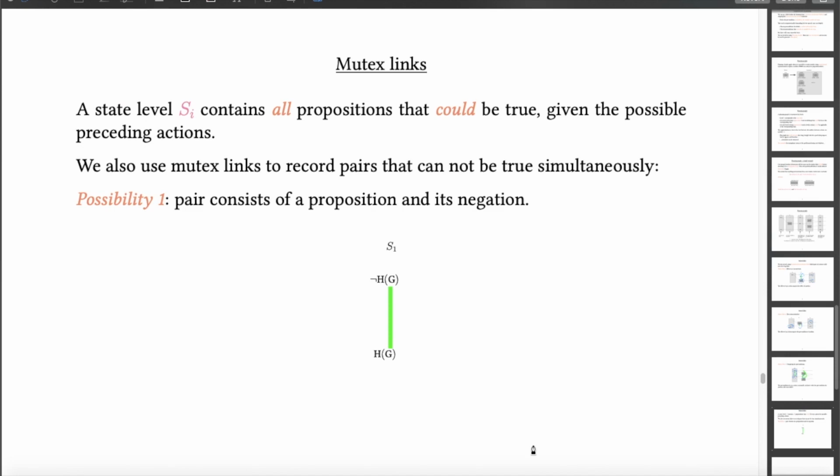The fourth kind of mutex, and now we're moving on to mutual exclusion between propositions in state levels, just denotes the fact that you can't have a proposition and its negation together at the same time. So any proposition is mutex with its negation.